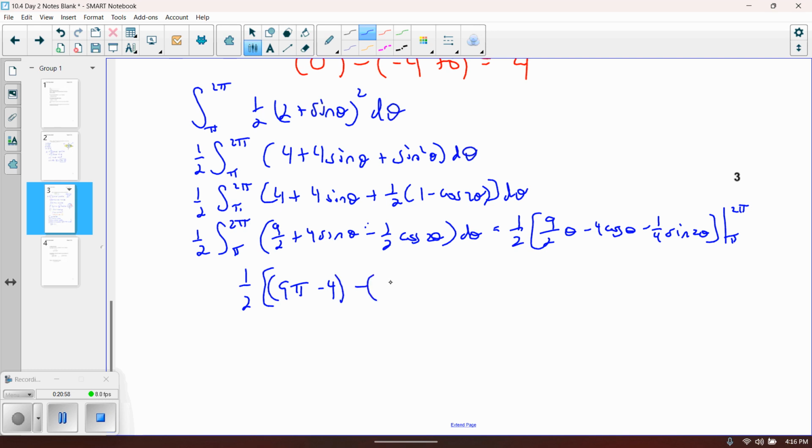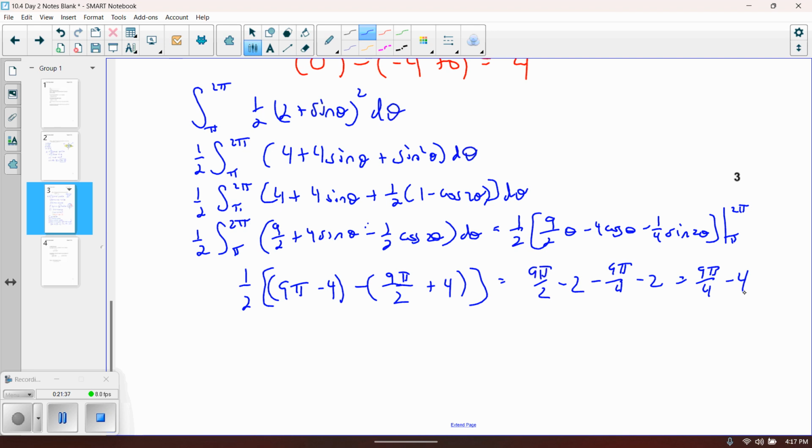Minus, plugging in pi, we get 9 pi halves. Plugging in pi, we're going to get now plus 4, because cosine of pi is -1, so plus 4, and then sine of 2 pi is gone. So this should simplify. Let's see, we're going to get 9 pi halves, I'm distributing the 2, minus 2, minus 9 pi fourths, minus 2.